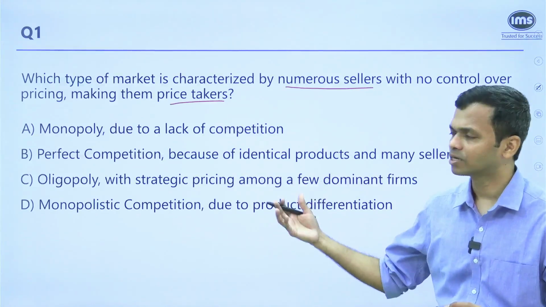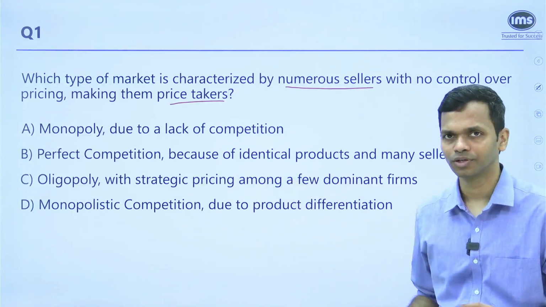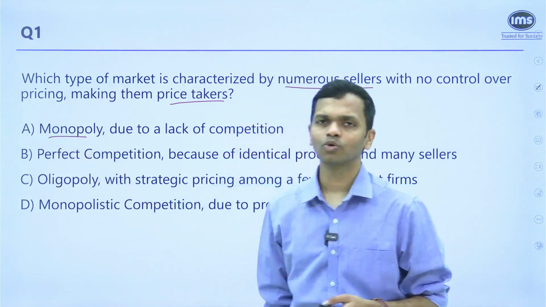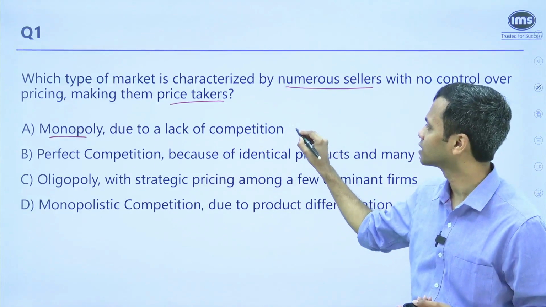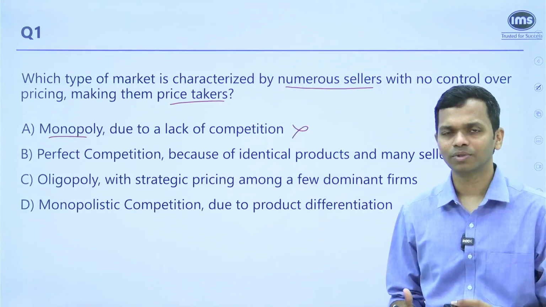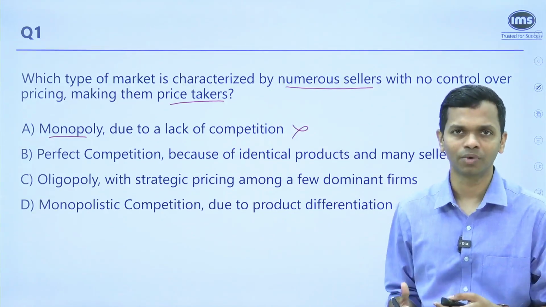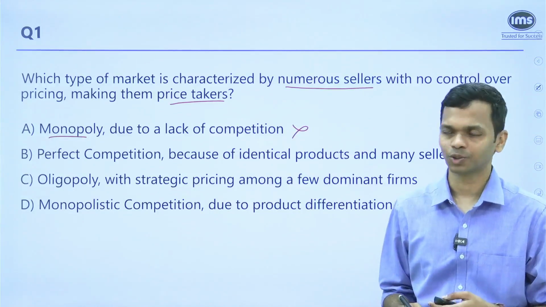And if you pay attention to the words, you should be able to eliminate using the meaning of the word. The first one says monopoly. Now, the word mono suggests singular, and because we are talking about numerous sellers, this is definitely not going to be my answer. Monopoly is something where you have one particular seller who has control over the market. So that particular seller can decide what the pricing should be.